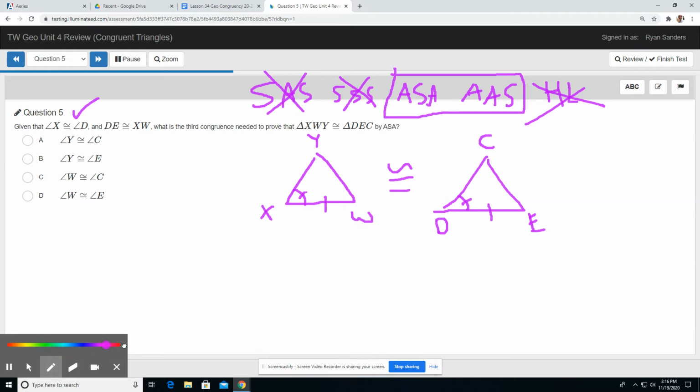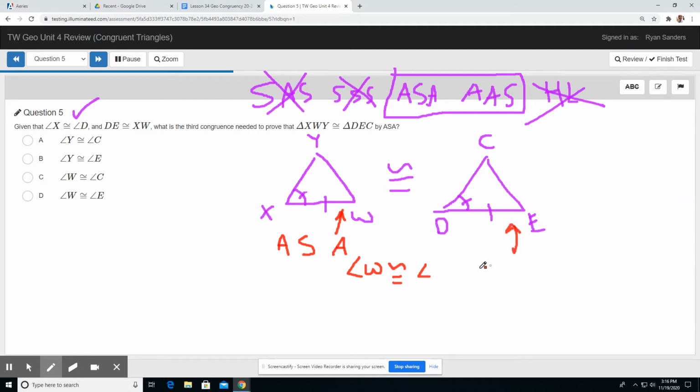I'm going to go ahead and switch colors to make it a little easier to see. All right. So what else would I need? Well, for angle side angle, the side has to be in between. So for angle side angle, I need angle W to match angle E. Those two would have to be the same. So angle W would match angle E, congruent. That would make them the same. That would give us ASA. So angle W is matching angle E. There it is.